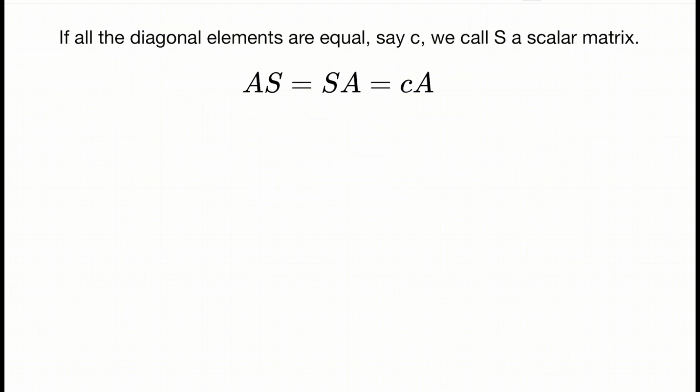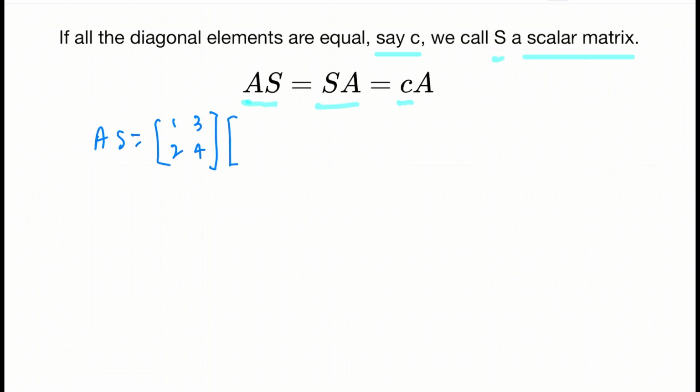Now, if all the diagonal elements are equal, say to some constant c, we call S a scalar matrix. So let's see the scalar matrix properties. The matrix A times the scalar matrix is equal to S times A, which is just equal to c times A. So let's do a simple example to illustrate this. So A times S, just make these up. We've got 1, 2, 3, 4.